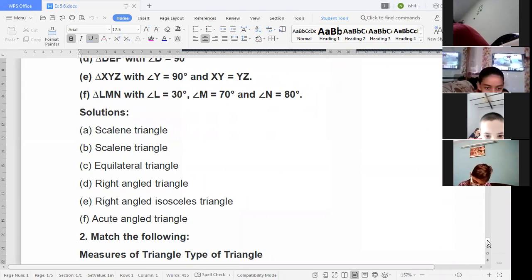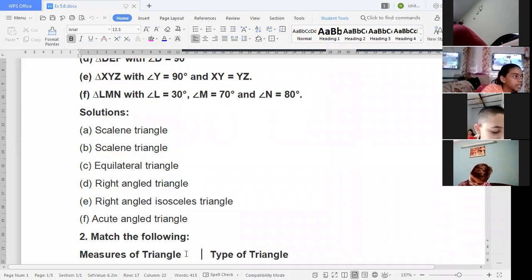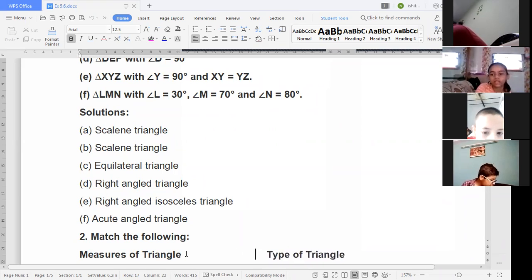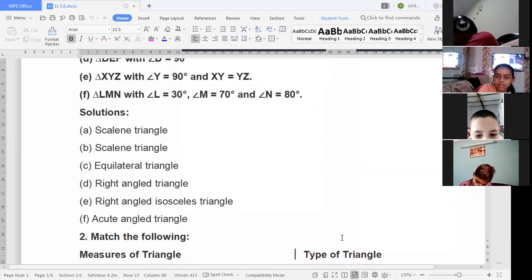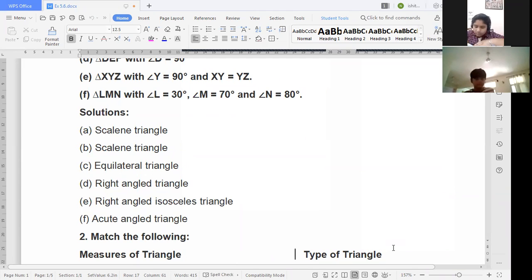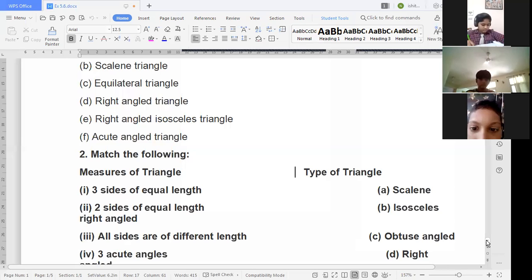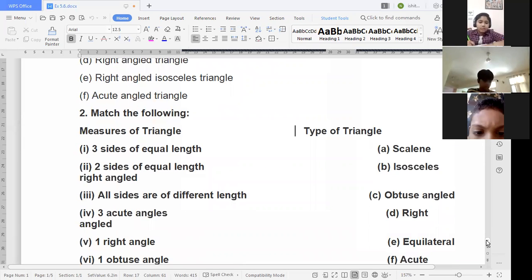We'll do match the following in book now. Question number 2, we'll do it in book. Take out your books, everybody. Question number 2, match the following, we'll do it in book. Take out your pencil in your hands and your book. Arush, unmute yourself.